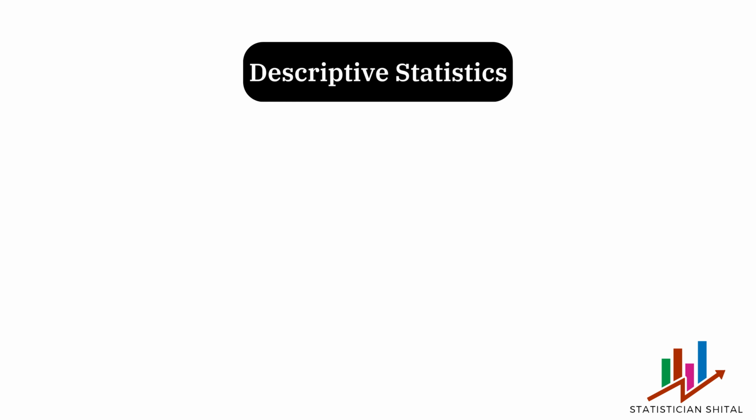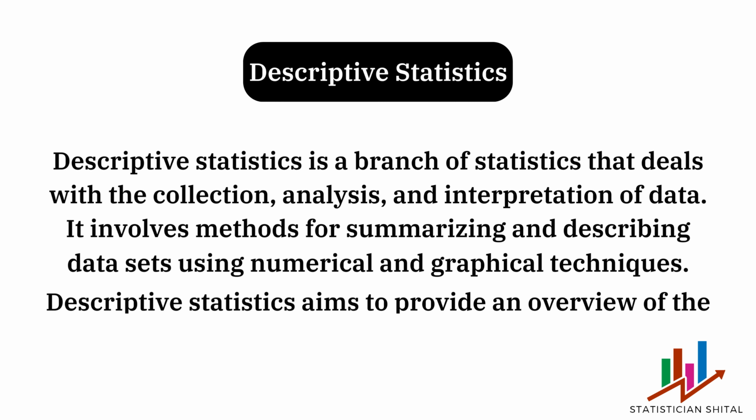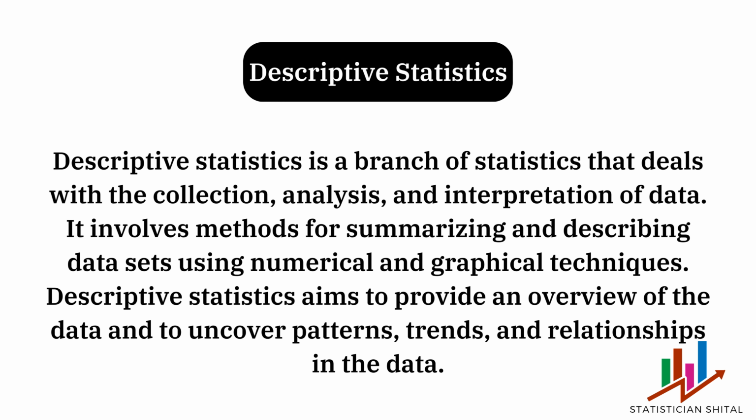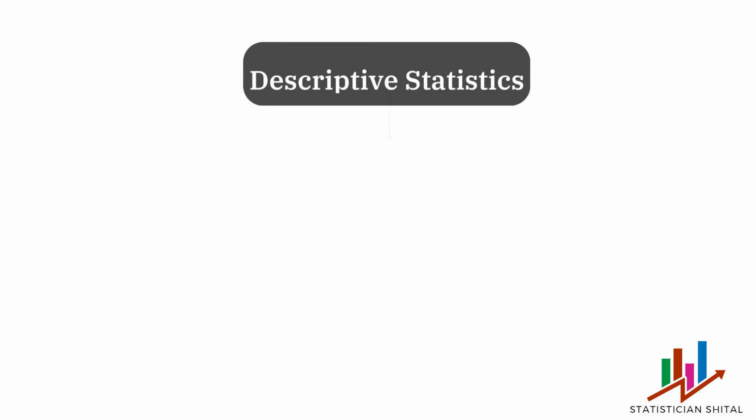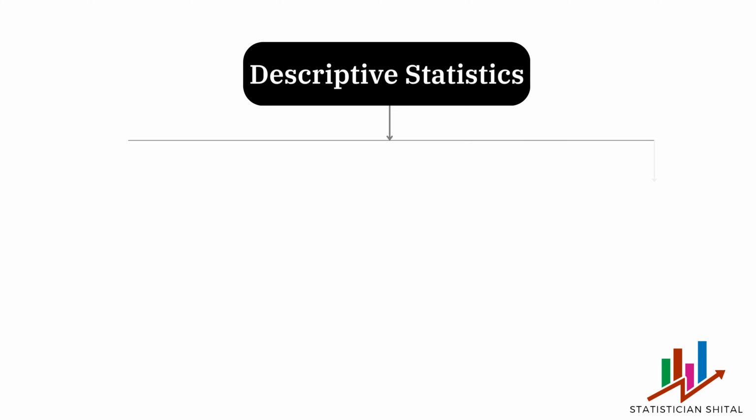Descriptive statistics is a branch of statistics that deals with the collection, analysis, and interpretation of data. It involves methods for summarizing and describing datasets using numerical and graphical techniques. Descriptive statistics aims to provide an overview of the data and to uncover patterns, trends, and relationships in the data. There are several methods of descriptive statistics.